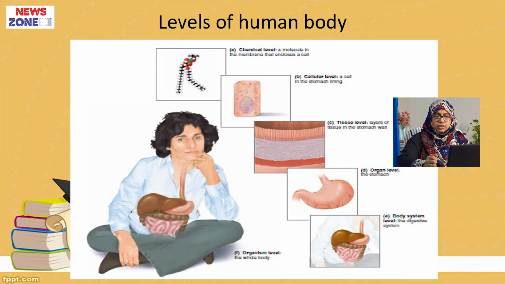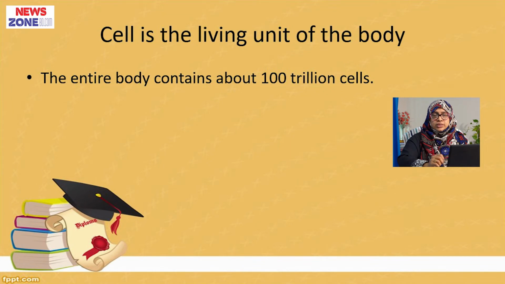Now, this slide shows the levels of the human body. The human body has different levels. It has a chemical level, then cellular level, tissue level, organ level, and then system level. All the systems together form the human body. Cell is the living, structural and functional unit of a living organism. And we know that there are about 100 trillion cells present in the human body.